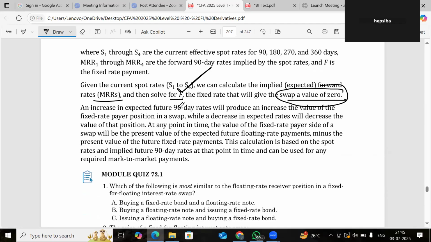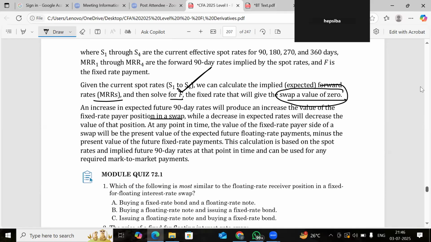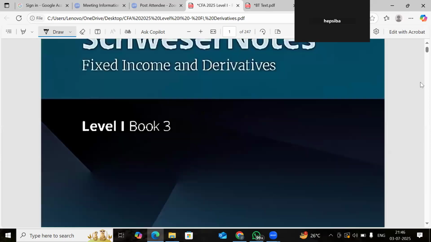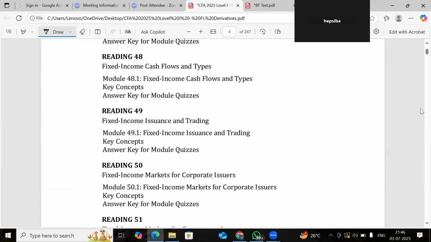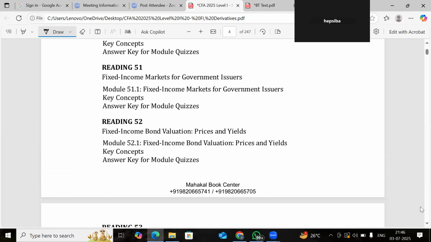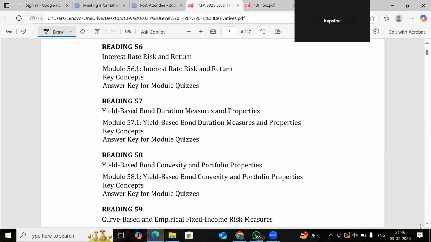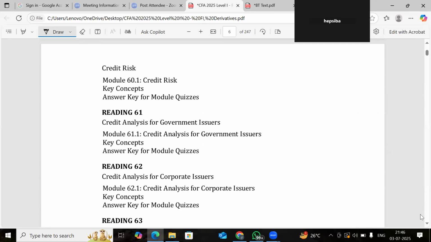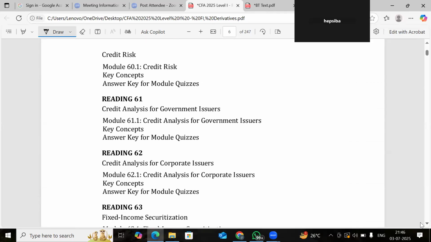An increase in expected future rates will produce an increase in the value of the fixed-rate payer position in the swap. As the time will pass, the swap agreement will create value for whom? For the parties in the contract, right or wrong? So Epsiba, we are done with this chapter today. Go through this chapter completely. You understood, right? Completely. Yes, sir.